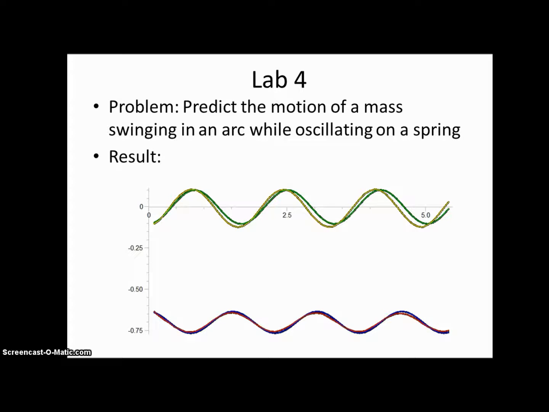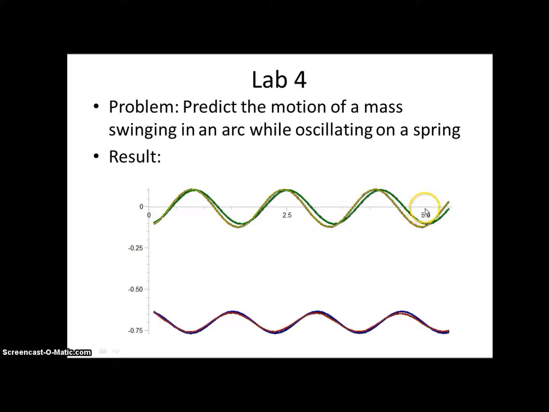Hello. For today's lab, we were supposed to use a video containing the motion of a mass swinging in an arc while oscillating on a spring to create a model that would predict the motion. The model was based around Newton's second law and the energy principle. My model matched very well with the y position of the observed motion, as is shown in this graph, where the blue is the model and the red is the observed motion.